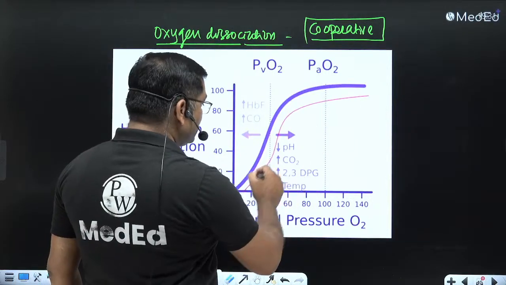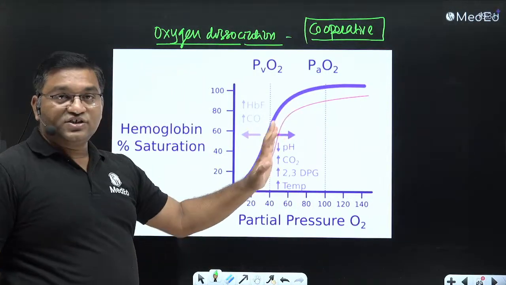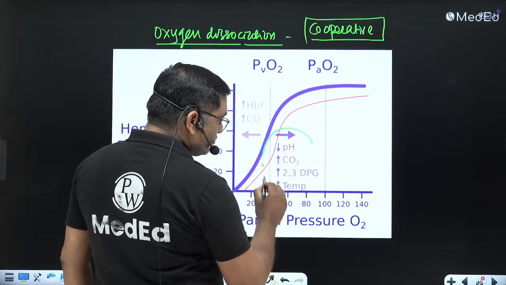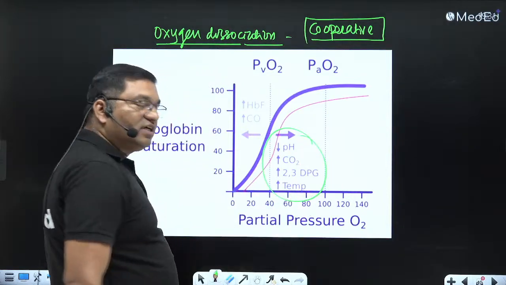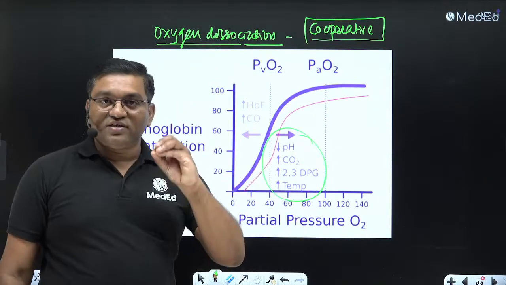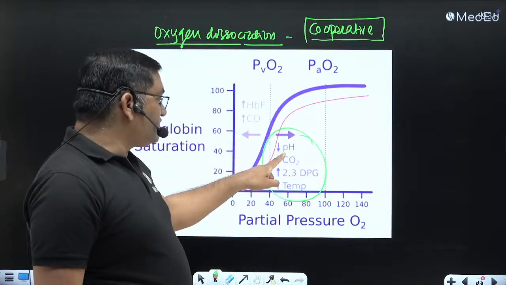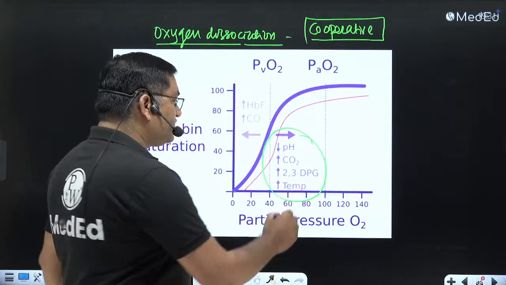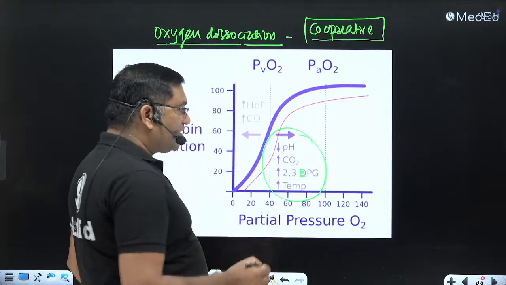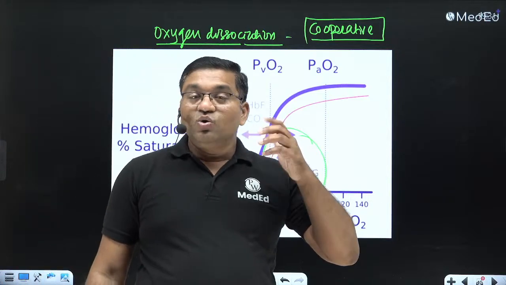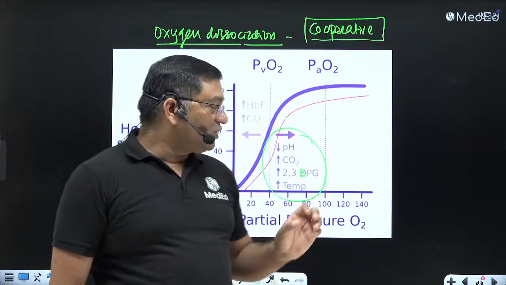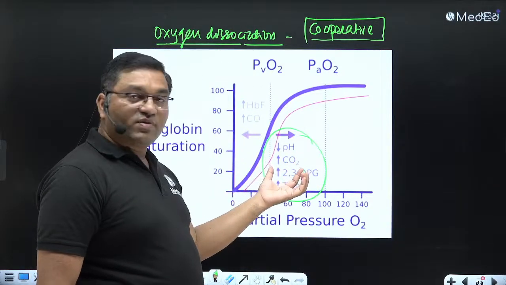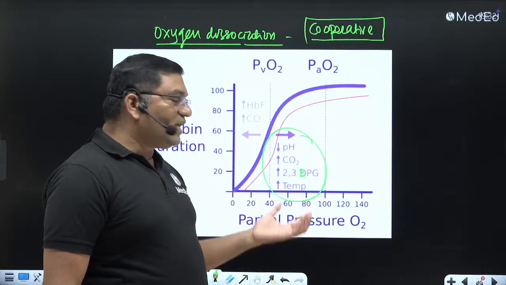This is the oxygen dissociation curve, and it shifts to the right when there is a decrease in pH, an increase in the partial pressure of CO2, an increase in 2,3 BPG concentration, and an increase in temperature. So the shift of the oxygen dissociation curve to the right occurs when pH decreases, partial pressure of CO2 increases, 2,3 bisphosphoglycerate increases, and temperature increases. It causes unloading of oxygen from the hemoglobin to the tissues. It causes the supply of oxygen to the tissues.